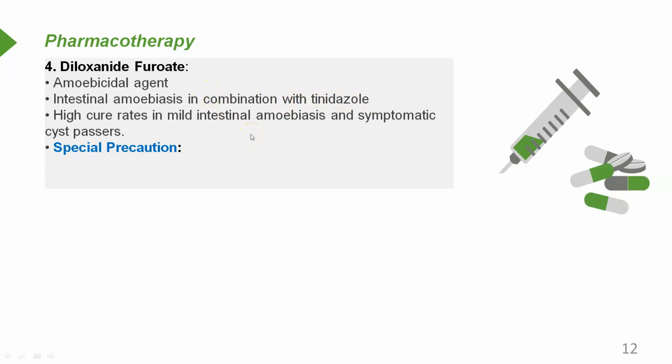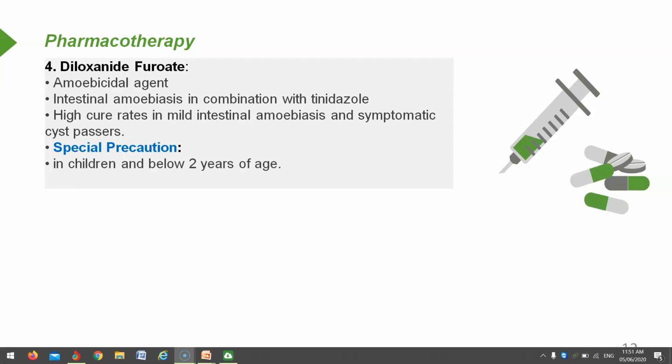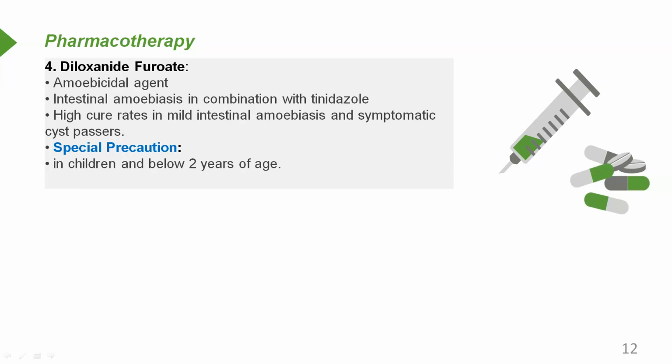Now, the community pharmacist has to take certain special precautions while giving these drugs. The precautions to be taken by the community pharmacist are that caution is required in children and in pregnancy, especially in children below 2 years of age, to whom this drug is usually not given.